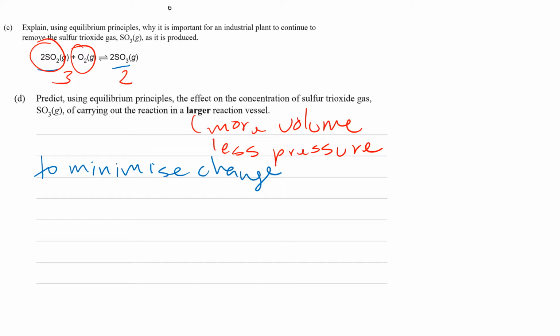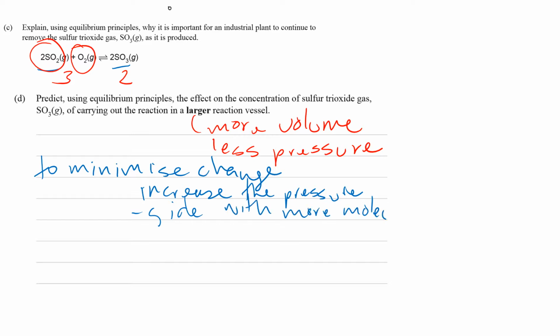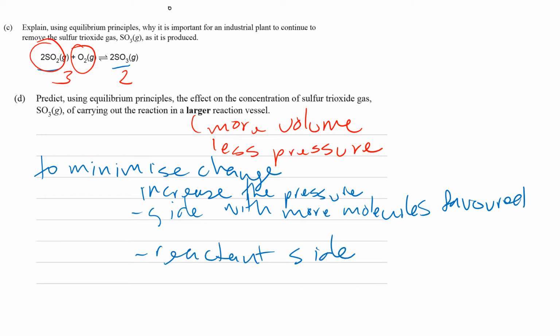So to minimize change, it will try and increase the pressure. So the side with more molecules is favoured, which will be the reactant side. And then to make sure you're getting that last Excellence tick, you would need to say, so less SO3 made, because you're linking it back to the equation or the example you're given.